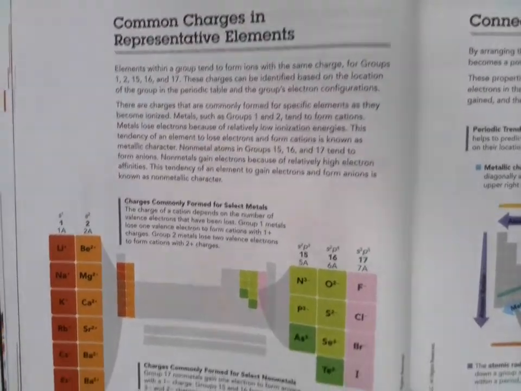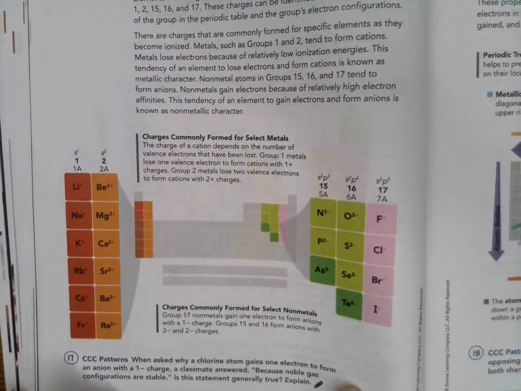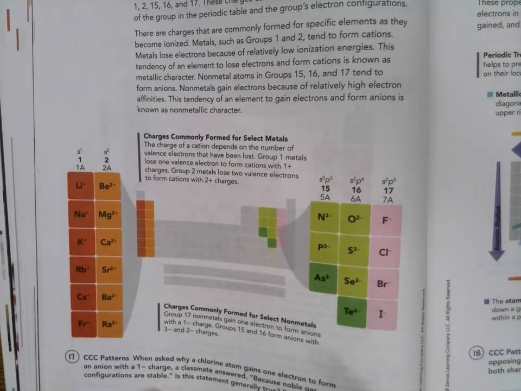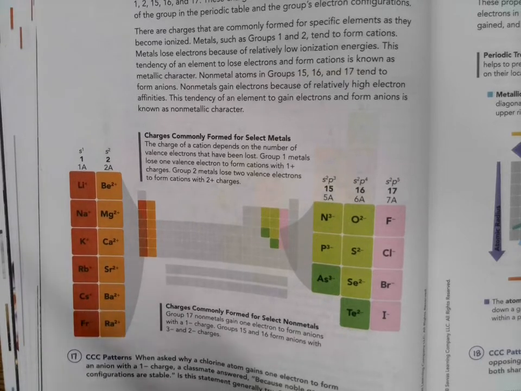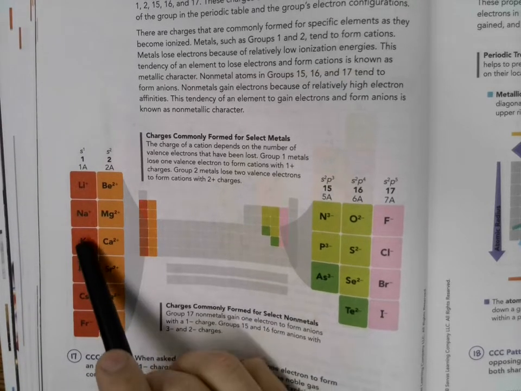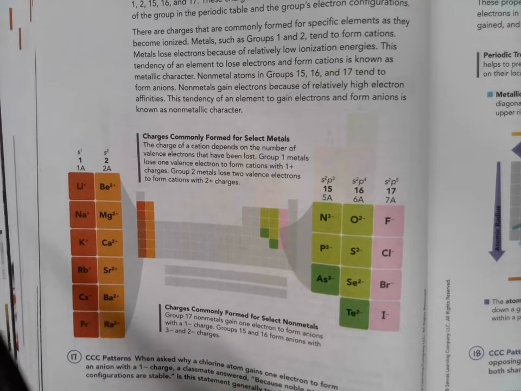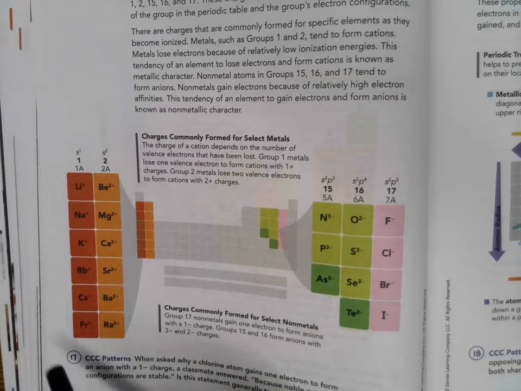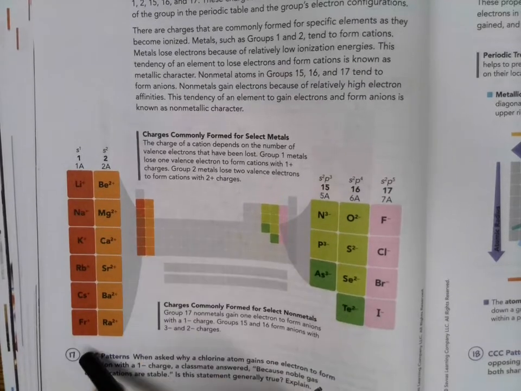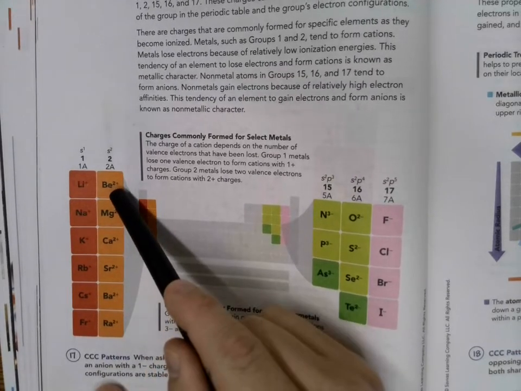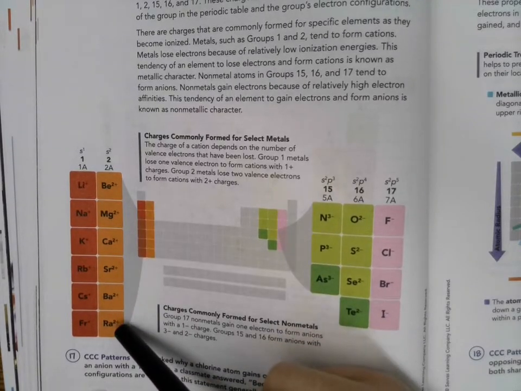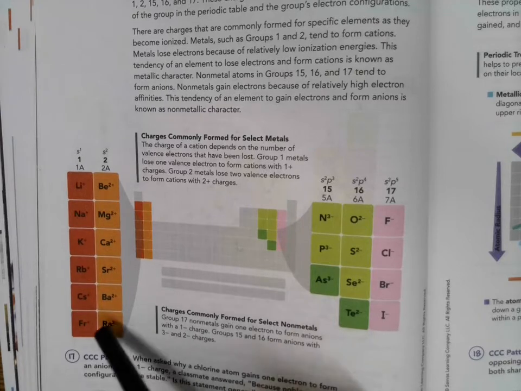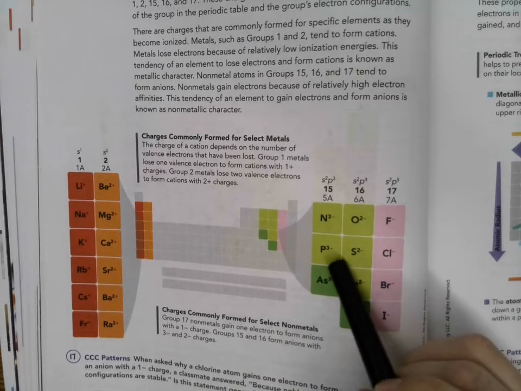Okay. Common charges and representative elements. Now this is kind of a summary of what I've been talking about, and that is atoms want to gain or lose electrons. Right? So if you're on the left side of the table, they are really wanting to get rid of electrons so they can have a full octet. So generally they do that and they form ions. And then the second family or group, the alkaline earth metals, they're going to lose 2 electrons because they want to have a full octet. Right? And as you work your way to the other side, they don't want to lose electrons.